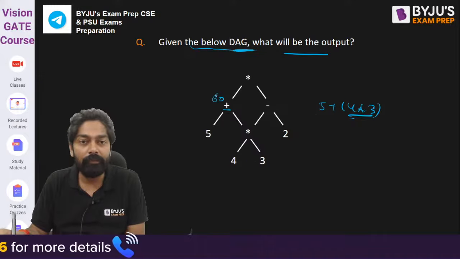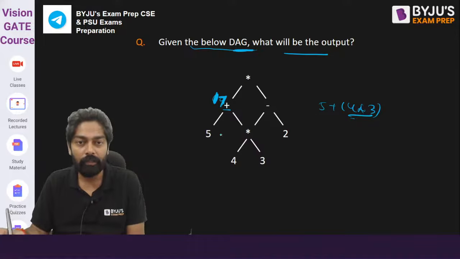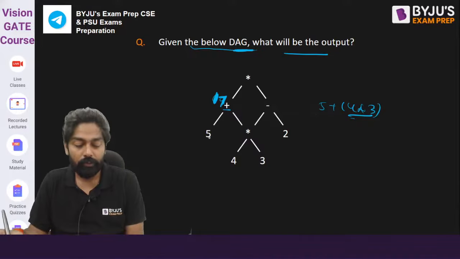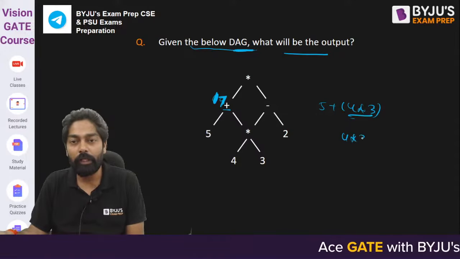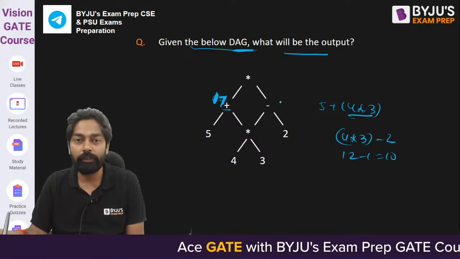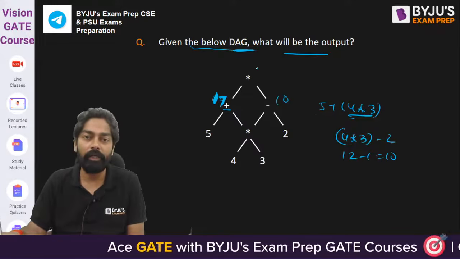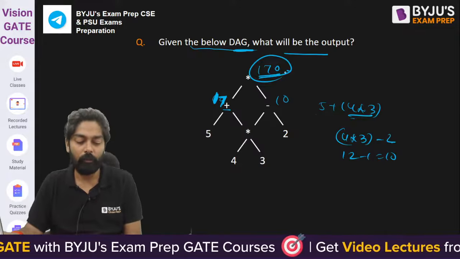12 plus 5, sorry, it is 17, not 60, it is 17. It is plus only. So 5 plus 4 into 3, and here it is 4 into 3 minus 2, which is 12 minus 2, which is 10. So this is nothing but 10. And 17 into 10 is 170. So 170 is the output. Okay.